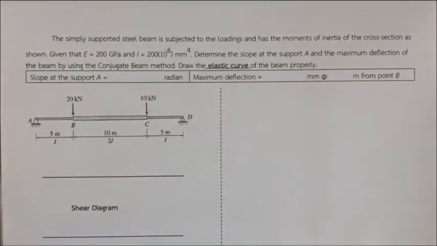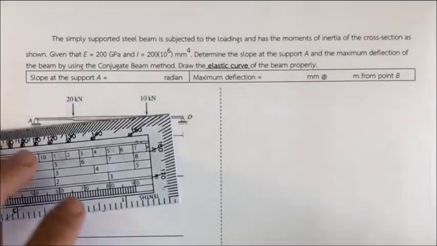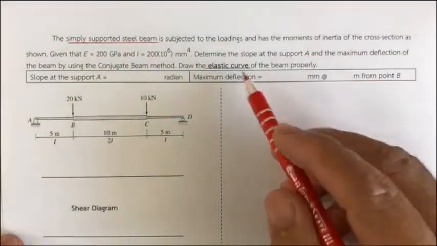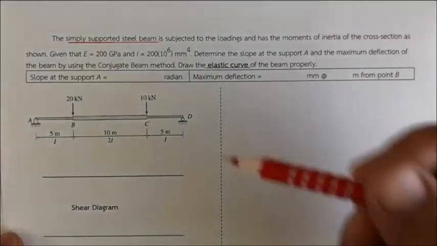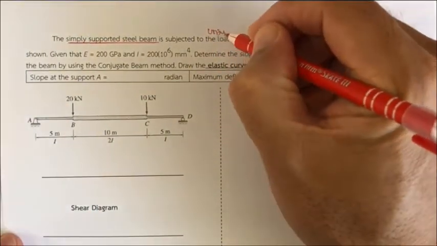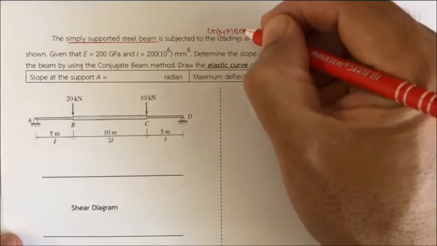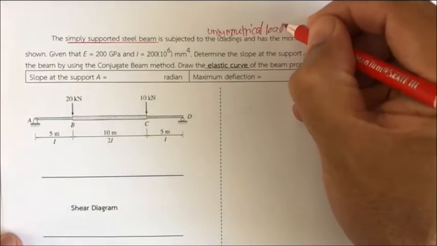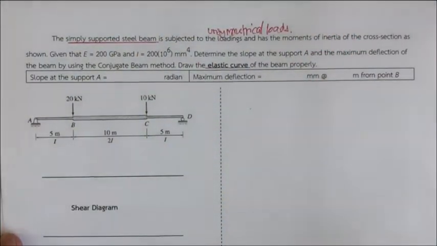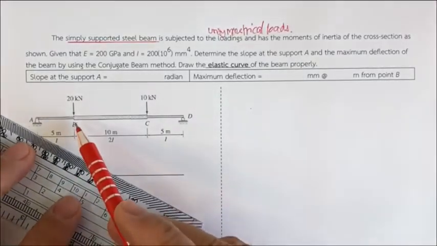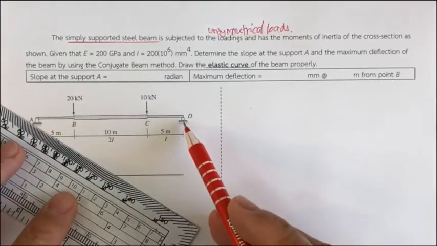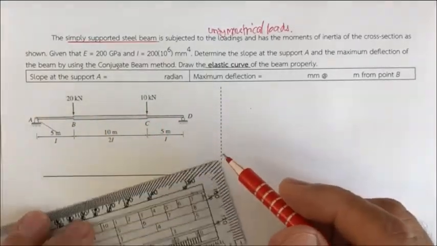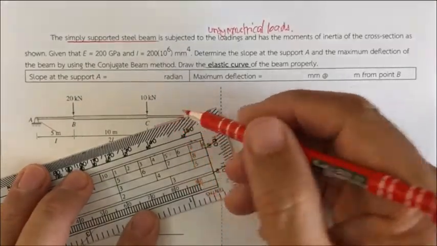Okay, let's review what they're asking us. They're giving us a simply supported steel beam, and the loading, as I mentioned, is not symmetric, it is an unsymmetrical load. That means the deflection is going to be unsymmetrical also. Since the load on the left is larger and the load on the right is smaller, the deflection on this side is going to have a larger slope compared to this side.